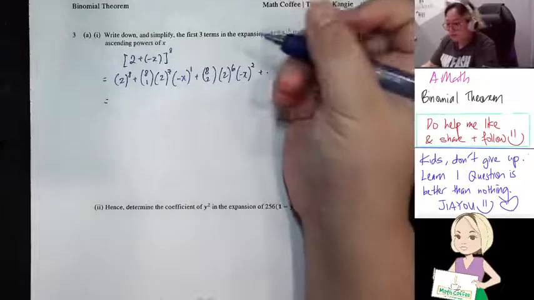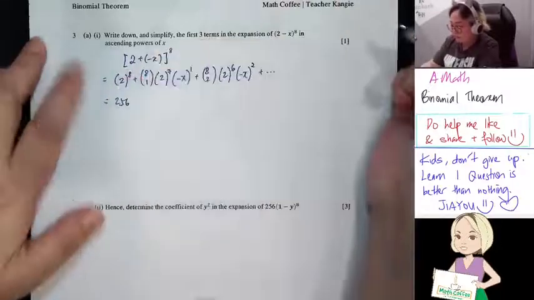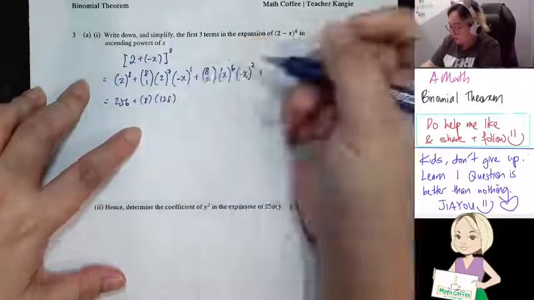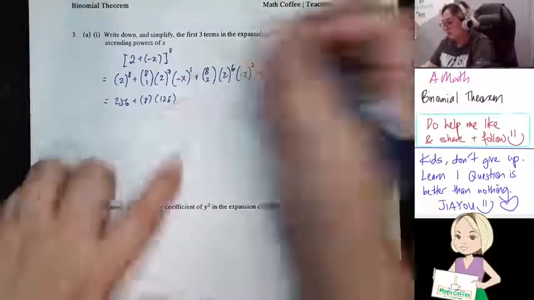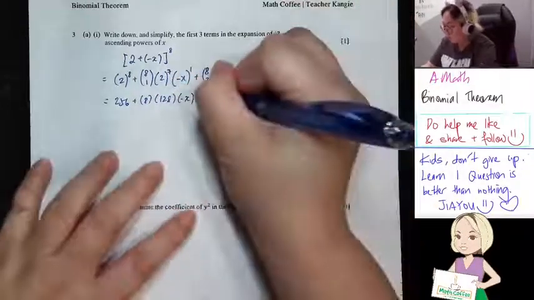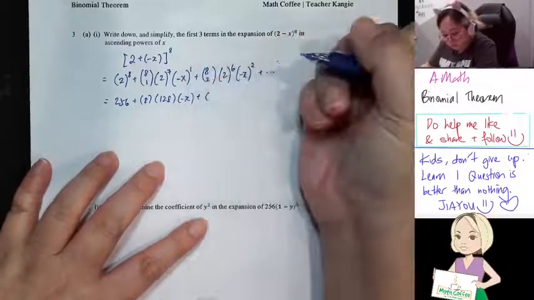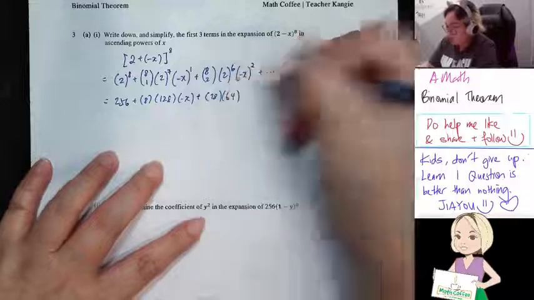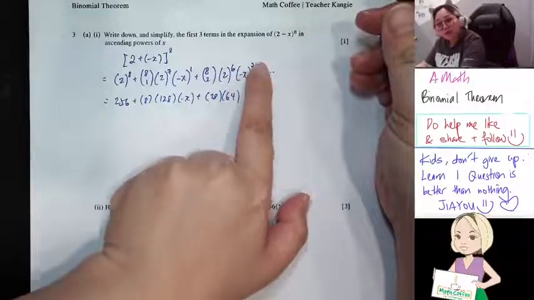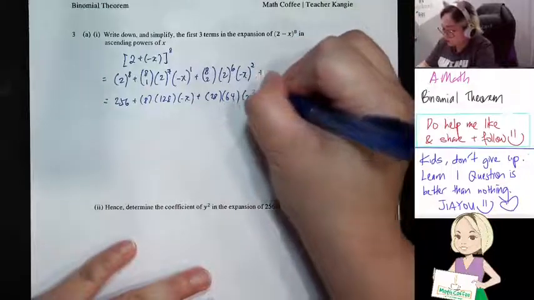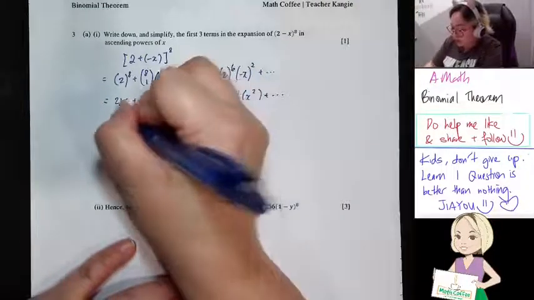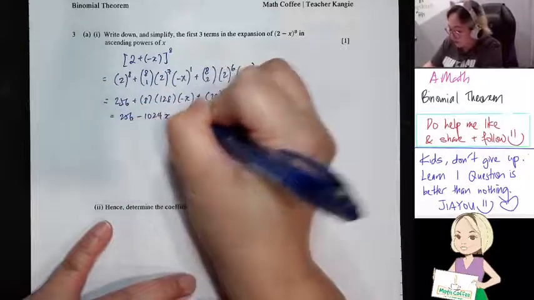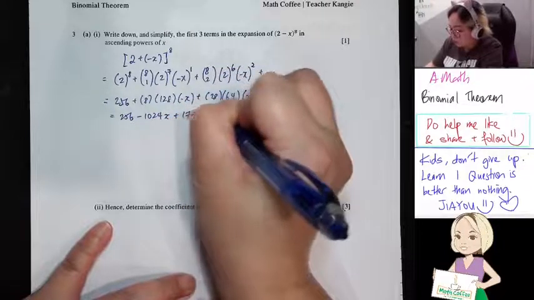Then this one will be 256 plus 8 times 128. Odd number, so this is still negative. 8 choose 2 will be 28. 2 to the power of 6 is 64. This one is even number, so negative to the power of even number is positive. So this one is just x squared, then plus dot dot dot. Now we can simplify and say that it is 256 minus 1024x plus 1792x squared plus dot dot dot.